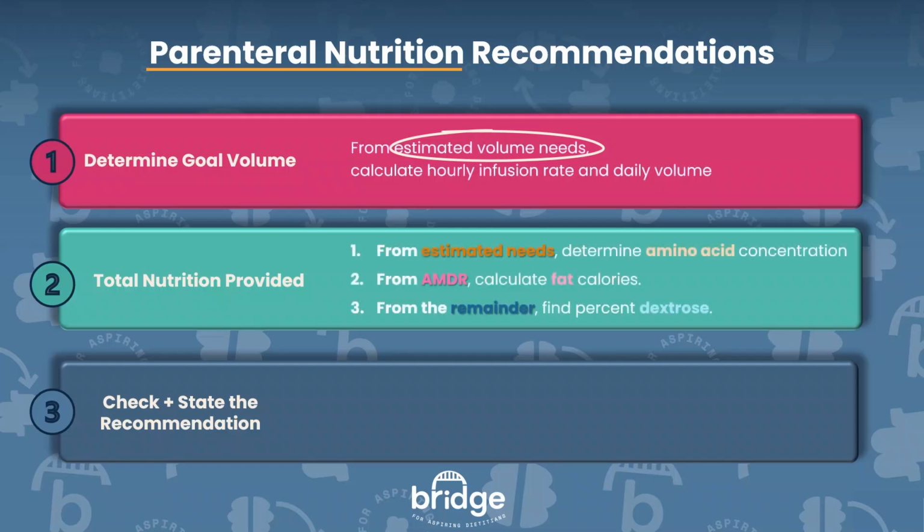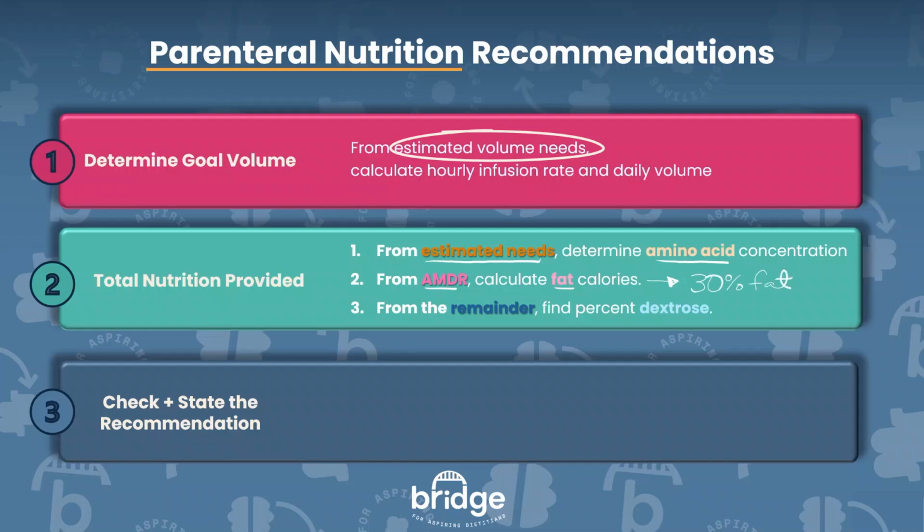To figure out the total nutrition provided, we want to look at the estimated needs to first come up with our amino acid concentration. From the AMDR, we'll calculate our fat calories. And if you are a little weak on AMDR still, it's a recommendation of about 30% fat of total calories.